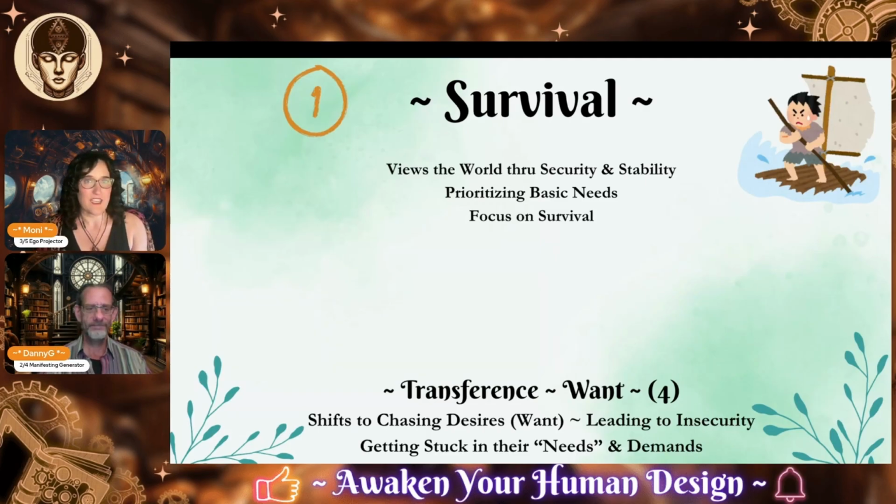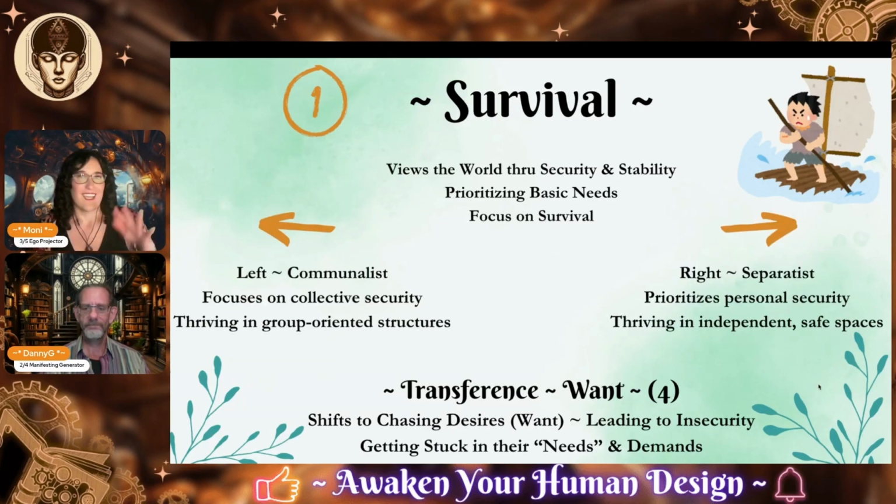So basically, color one, survival, relates with fear. And so it's like seeing the world through this lens of survival. If this is a left arrow, then this person is in the trajectory of becoming a communalist, focusing on collective security and thriving in group-oriented structures. Or if it's a right arrow, then it's separatist, which prioritizes personal security, thriving in independent safe spaces. Right. So the separatists will never be fully separate because we need each other. We need the auras of others. If you keep yourself out of the aura of all of mankind, you're usually in trouble.